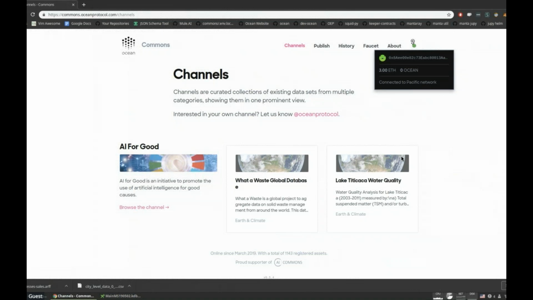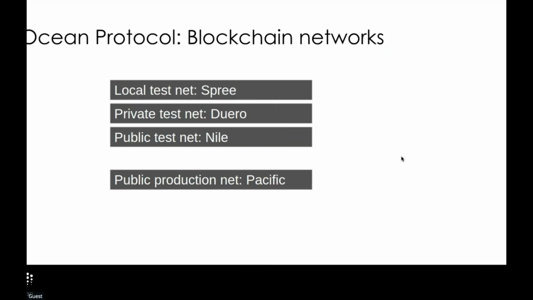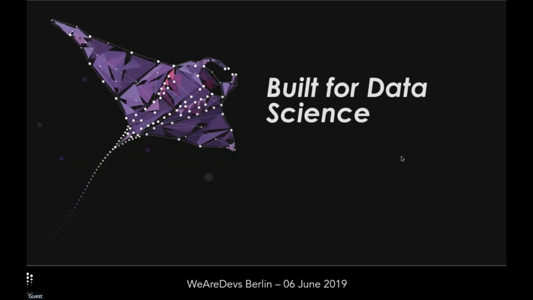So that's just a really high level overview of the different types of components that we have. We can discuss a few more details later, but for now, in the interest of time, I'm going to move on and talk a little bit about the data science aspect.